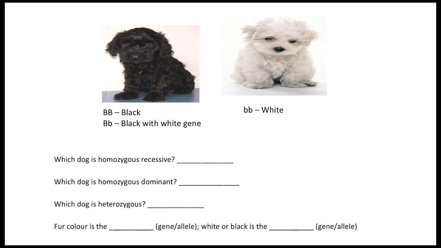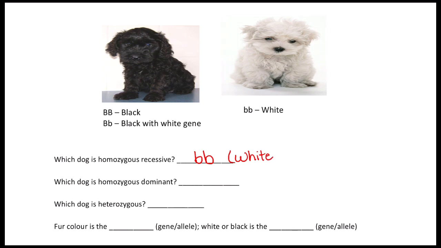So which dog is homozygous recessive? Homozygous means that they are the same. Recessive means that the letter will be lowercase. So the homozygous recessive dog is little b, little b, both lowercase, and it will be white.